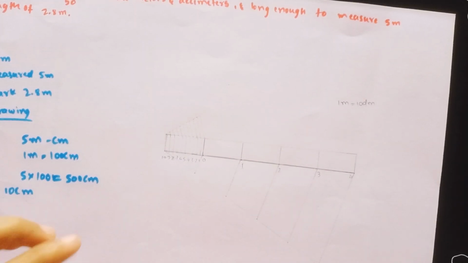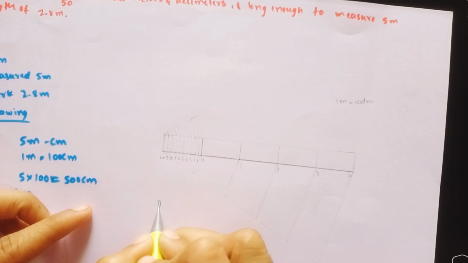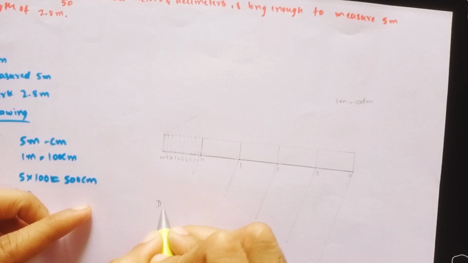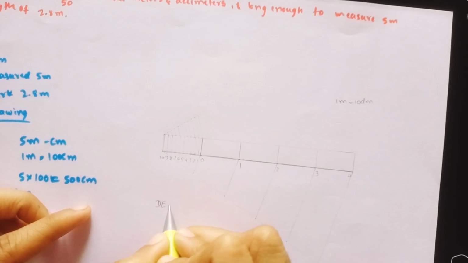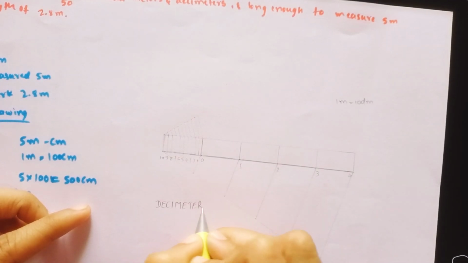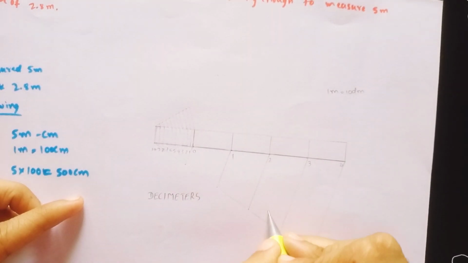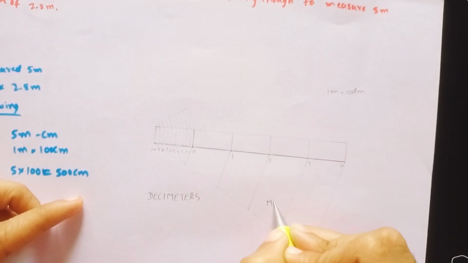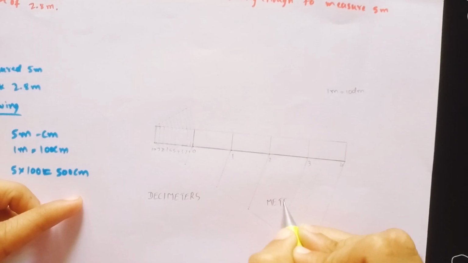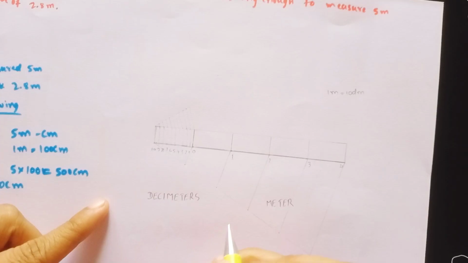Now from here to here the units show the decimeter. I will write it here, decimeter, and the value of one small division is equal to 0.1 meter, that is nothing but 1 decimeter. Now from here to here this unit shows the value in meter. I will write it here: this is in meter. Whatever you are seeing from 0 to 4 is meter.